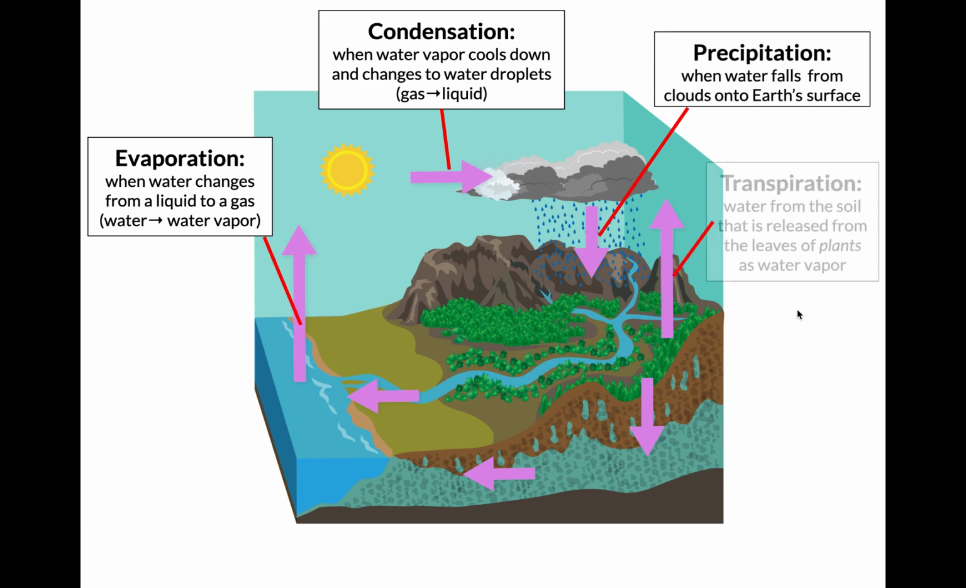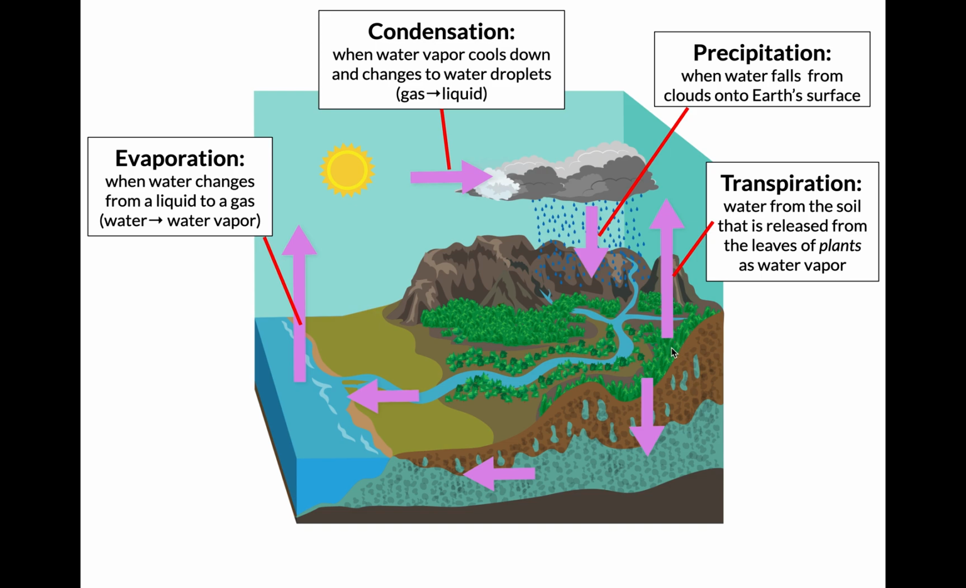All right, so we learned about evaporation, condensation, and precipitation. And now we're going to learn about this one, transpiration. This is when water from the soil is released from the leaves of plants as water vapor. So you might wonder, oh no, if all the water gets soaked into the soil, does it stay there forever? Is the water stuck in the soil forever?